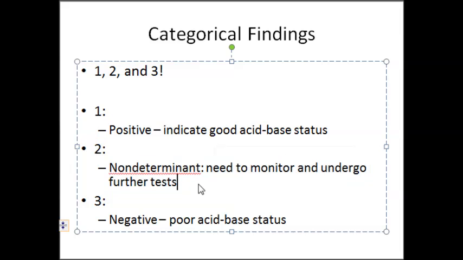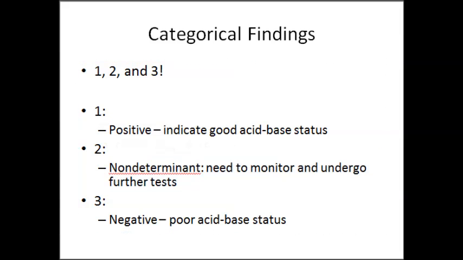2 is kind of the trash can category, meaning it's not good, it's not bad, we don't know at this point. We need maybe a little bit more monitoring of the fetus. We don't know if its acid-base status is perfect, we don't know if it's horrible, we still need to check it. So if you see a category 1 fetal heart rate tracing on a non-stress test, it indicates a good acid-base status. A 3 is negative, meaning we may have a more poor acid-base status of the fetus, so we need to do additional testing. And then 2 is kind of non-determinate.